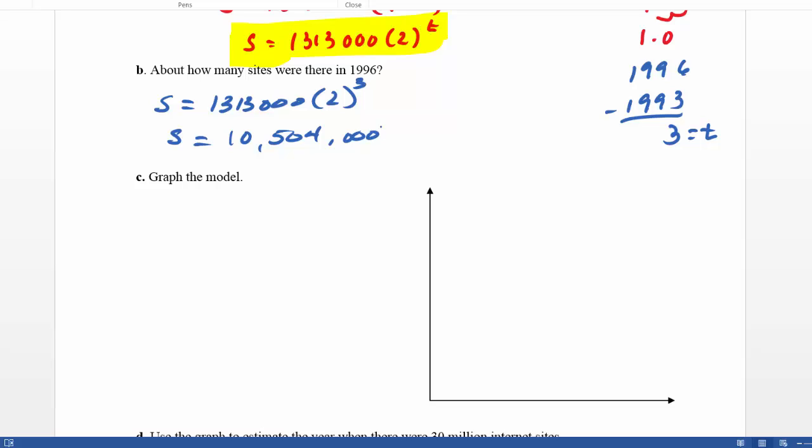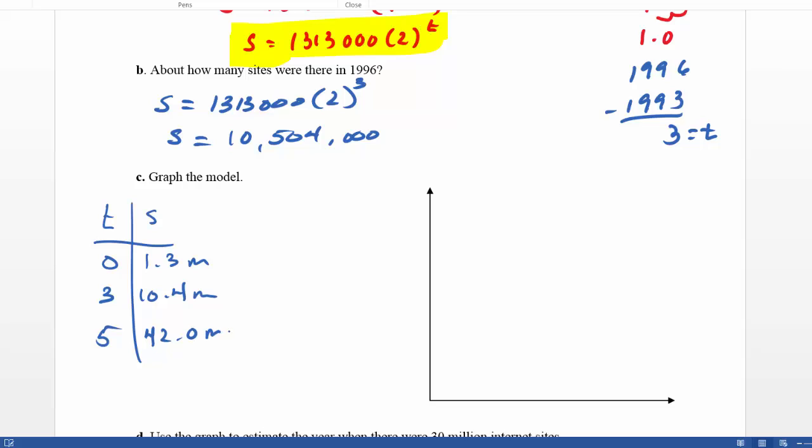Alright, now it wants us to graph the model. Now you could simply do this. You could input your t and get your output with a number of S values. And so if you inputted 0, we know that our initial was around 1.3 million. We already did for 3, which is about 10.4 million. If you plugged in, let's say 5, you get to roughly 42 million.